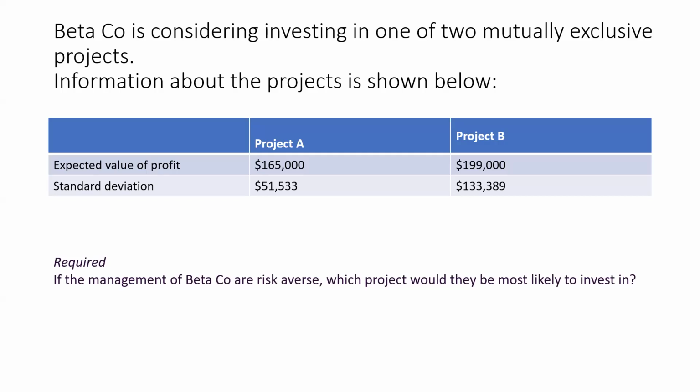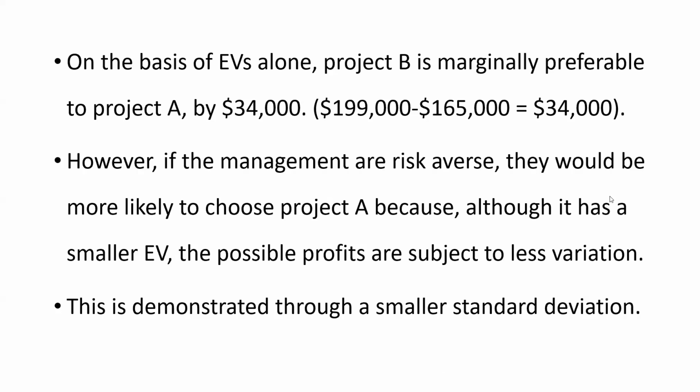So what are we going to do? Here also we have to calculate the risk factor. Now let's see how we are going to calculate. When you go through the expected value, what is good? Project B is marginally preferable. Why marginally preferable? Because when you go through the question, you can see project B has an expected profit of 199,000, whereas project A has just 165,000 expected profit. Based on these two profits, B is preferable.